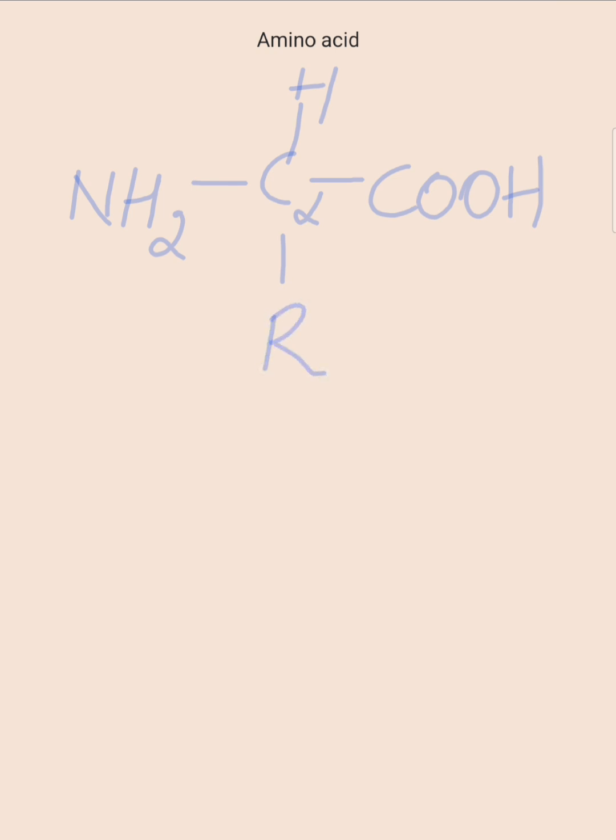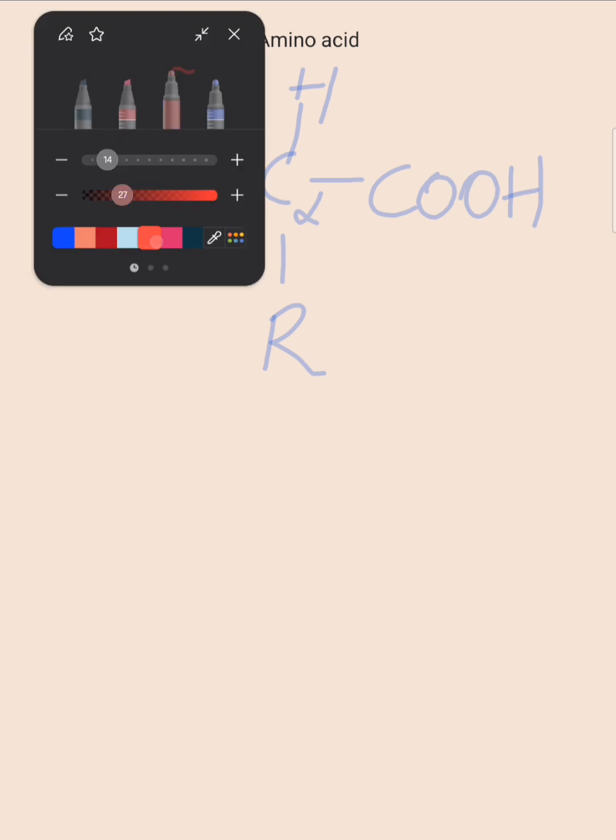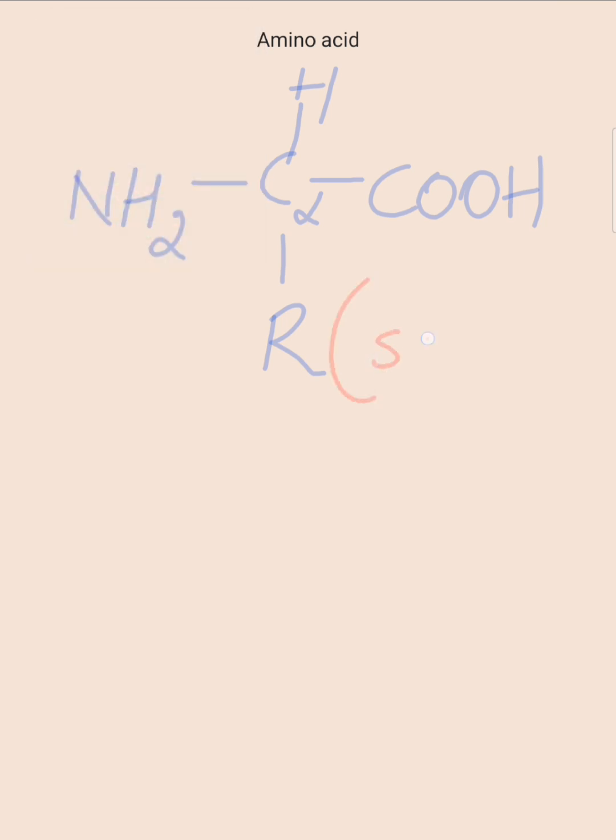Now, you all must be wondering, what exactly is this R group? This R group is actually a side chain. This could be anything, and this is responsible for determining which amino acid this particular amino acid will be. So it is very essential for the classification of amino acids.